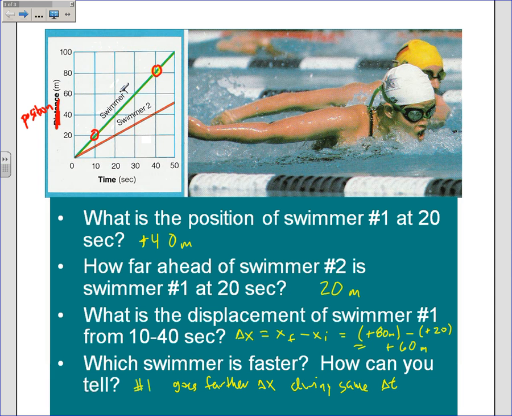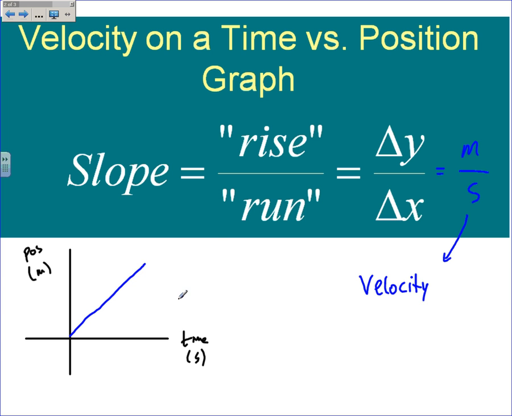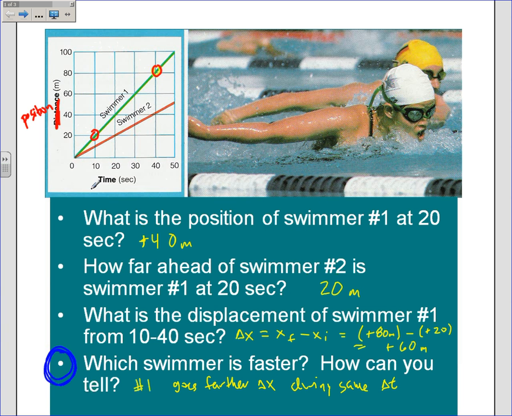Okay? So these two swimmers are moving with constant velocities. Also, if we go back to question number 4, which swimmer is faster? How can you tell? Before, we said number 1 was faster because it goes the farther displacement during the same time frame. But if we look at it from the standpoint of the slope, swimmer number 1's line has a steeper slope than swimmer number 2's line. That's another way that we can tell that she's going faster.